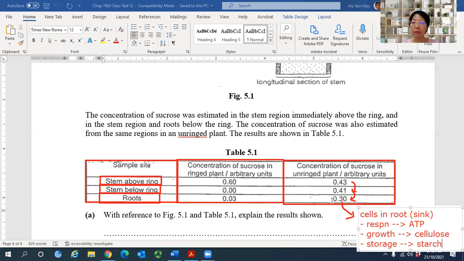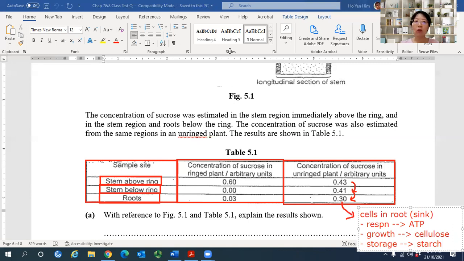So that's why you see that this is 0.3, which is lower than 0.41, because once it reaches the sink, the cells will take away the sucrose to be used for all these processes, while new sucrose is being transported in. So the rate of uptake is faster than the rate of transportation. That's why it's 0.30. It's like the rate of you taking out money from the bank is equal to the rate of your father putting in. The amount of money in the bank is still the same.